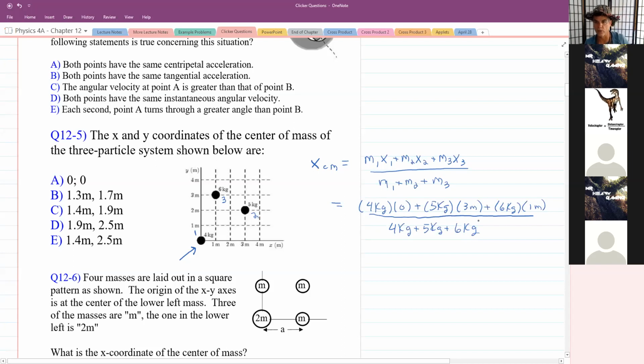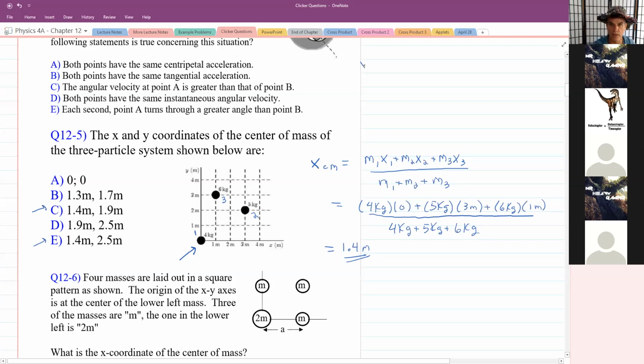So what do we got? 0 plus 15 plus 6. So we got 21 divided by 15. X position is 1.4. So we only have 2 possibilities. Now what we need to do is just calculate what is the Y position of the center of mass.